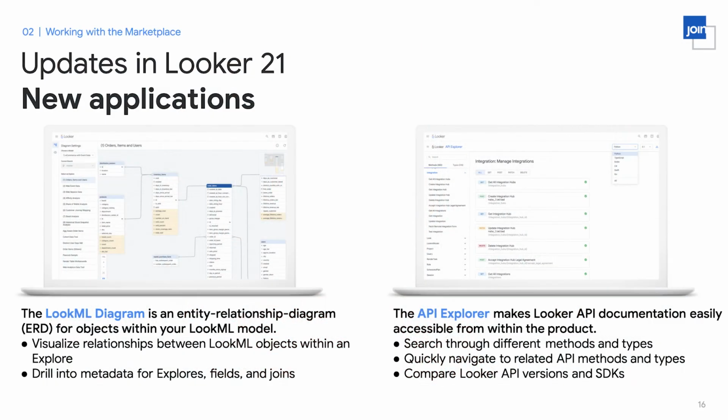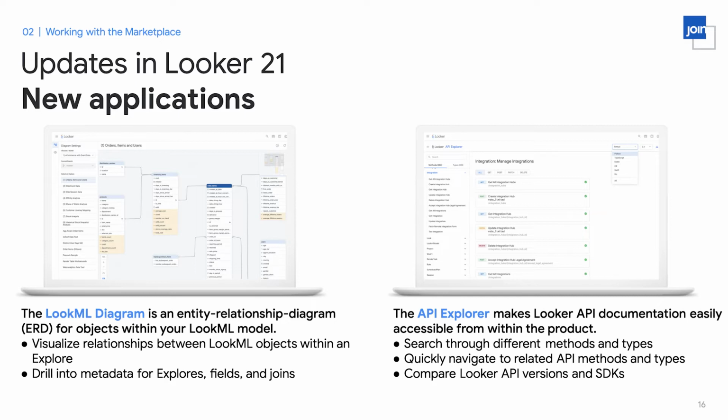So Jean alluded to both of these applications, but I want to draw specific attention to these. So in 2021, we've added 2 new applications to the Looker marketplace. The first is the LookML diagram. It's effectively an ERD for your LookML model. The value of it is that it allows you to see how all of the different tables and views are relating to each other and how everything is really coming together to build that unified view for your users.